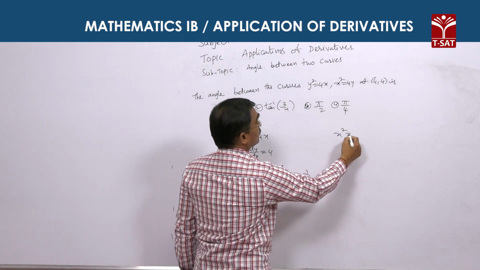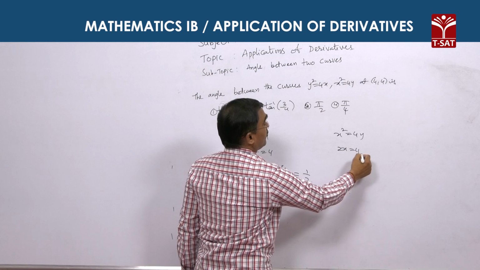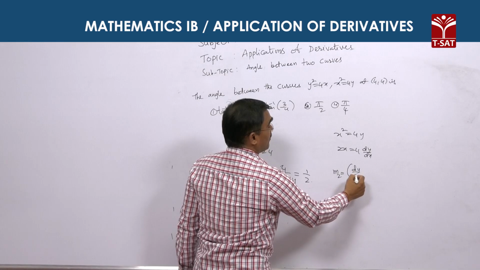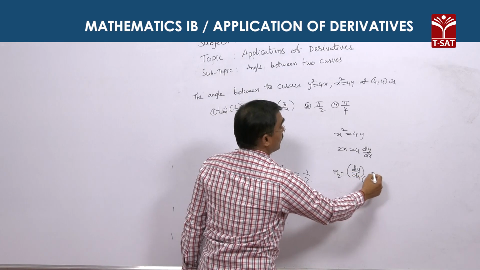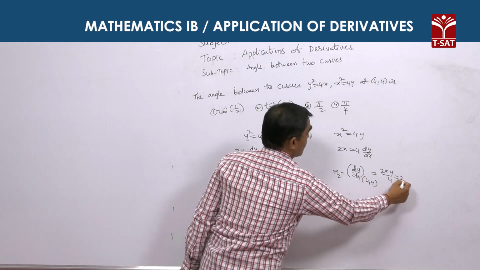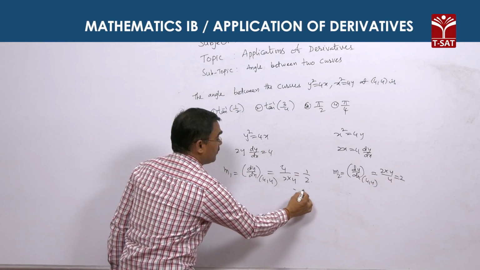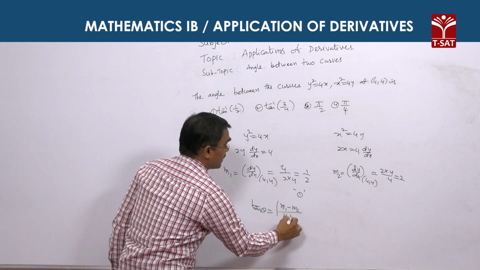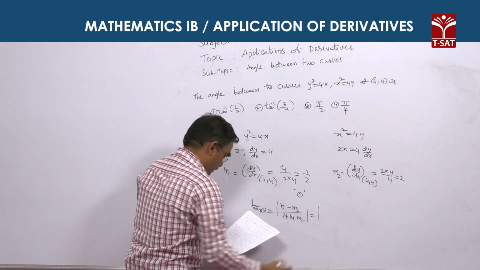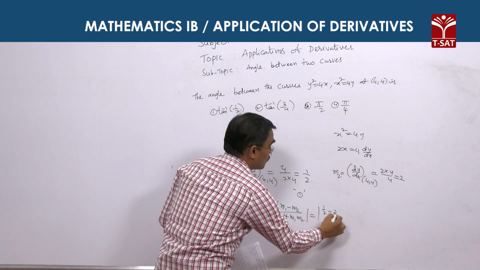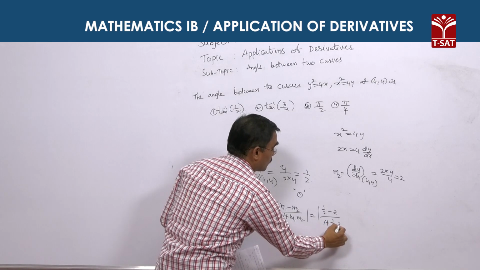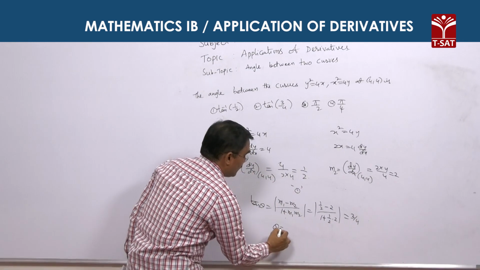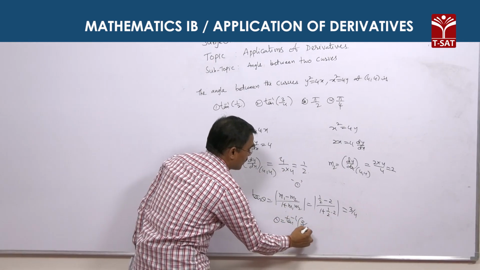And the second curve is x² = 4y. 2x is equal to 4 dy/dx. Then the slope of the tangent m2, dy/dx at (4, 4), is 2 into 4 by 4, the value is 2. Therefore, if theta is the angle between the two curves, then tan theta is equal to m1 minus m2 by 1 plus m1 m2, which is 1 by 2 minus 2 by 1 plus 1 by 2 into 2. Simplifying, the value is 3 by 4. Then theta is equal to tan inverse 3 by 4, which is the correct answer.